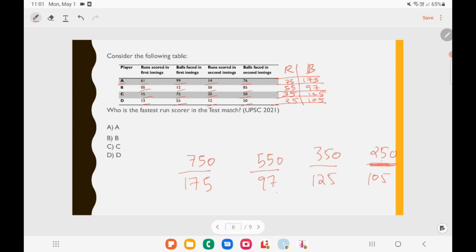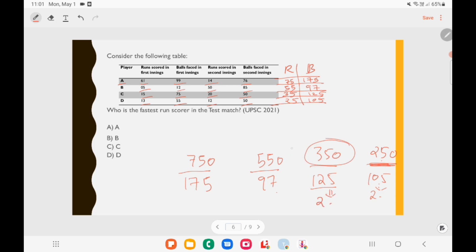250 by 105. We know that 105 into 2 is 210, so this is going to be 2 point something. I'm not going to solve it fully. Now here, 125 into 2 is 250, and 125 into 3 is 375. Here it is 350, so again this is also 2 point something.